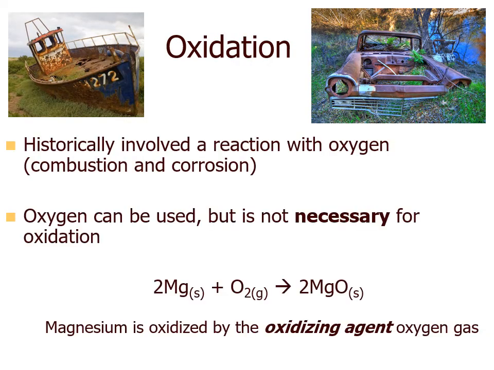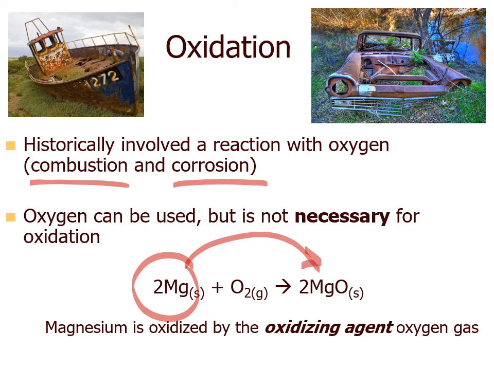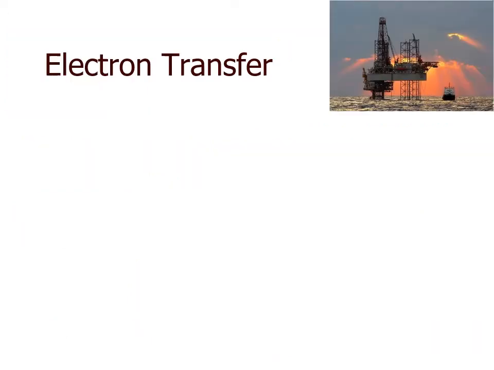Oxidation. This historically has meant reacting with oxygen. We no longer require that oxygen is necessarily there, but things like combustion and corrosion were considered oxidation reactions, where you have something that is being oxidized by the oxidizing agent, in this case oxygen. It does not have to be oxygen to be an oxidizing agent, but historically that's where it's coming from.